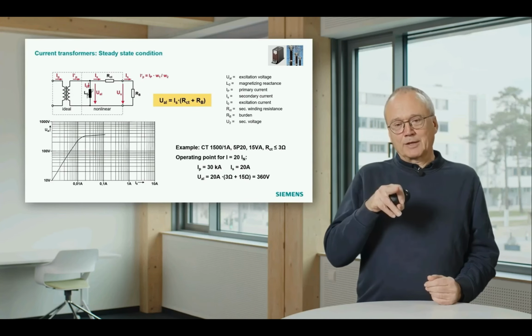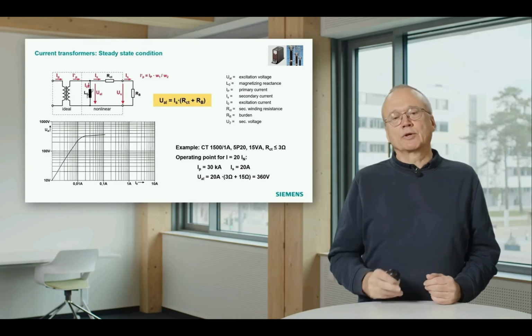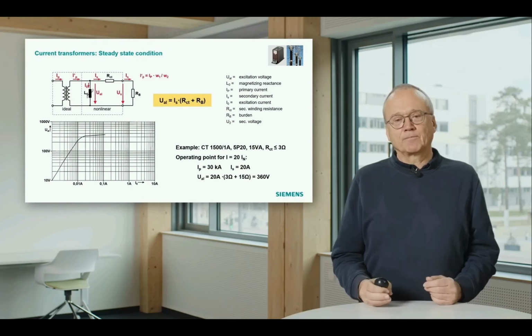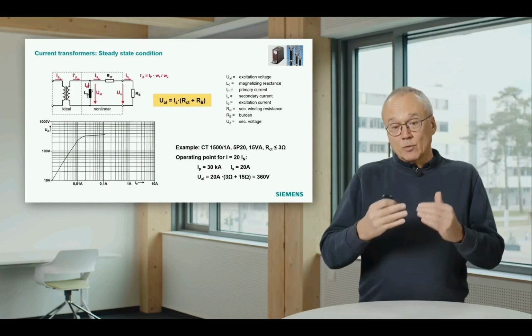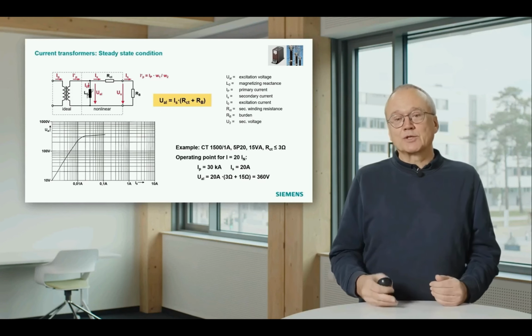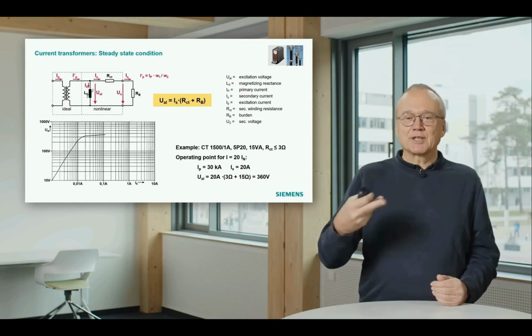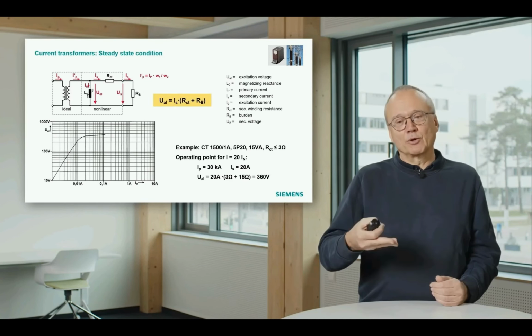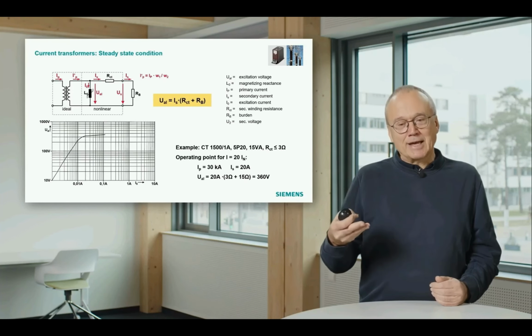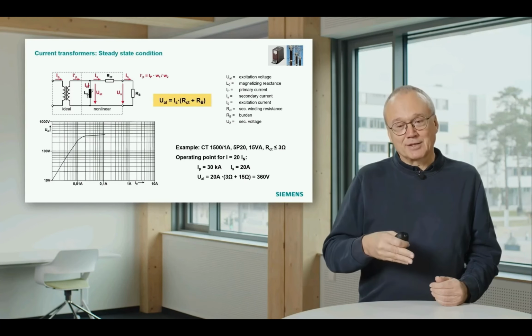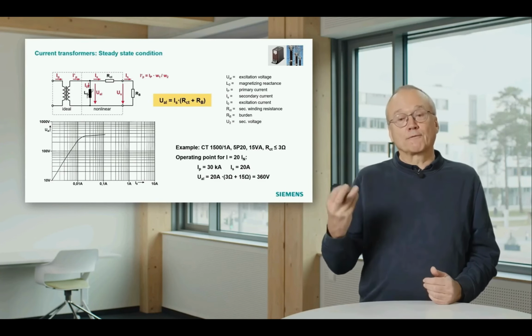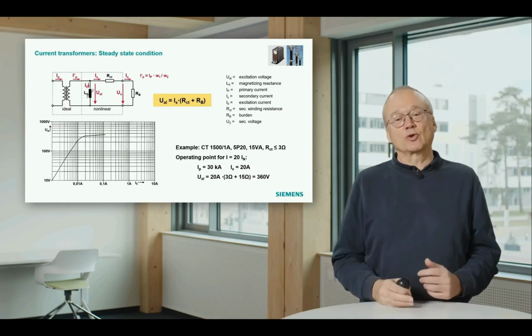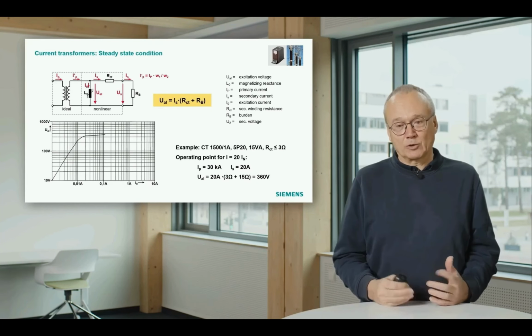You must be careful at that point. You see, normally the burden is shown in VA as a power. Here we need the value in ohms. If you have a 1 amp CT, it's easy. You can just say the burden in VA has the same number as the burden in ohms. So we take the 15 ohms there. If you have a 5 amp CT, we will see that later on, you have to divide it by 25 to get the correct value.